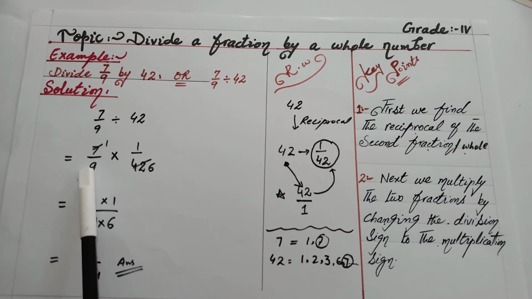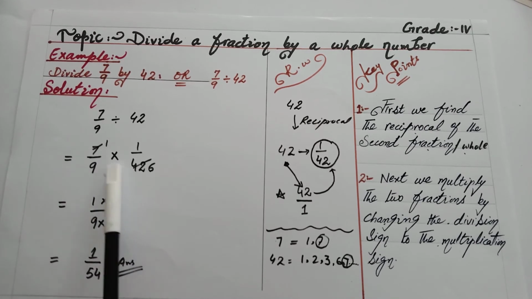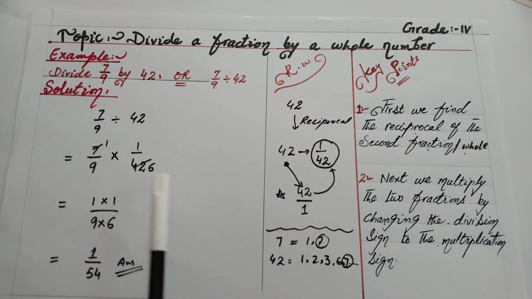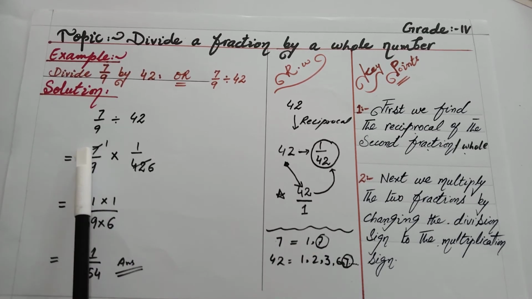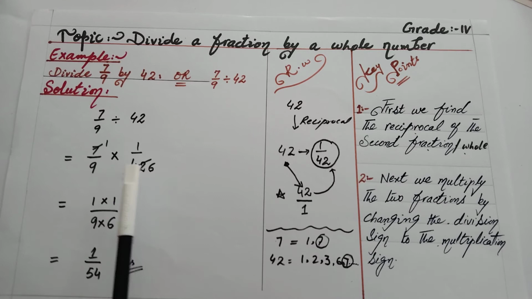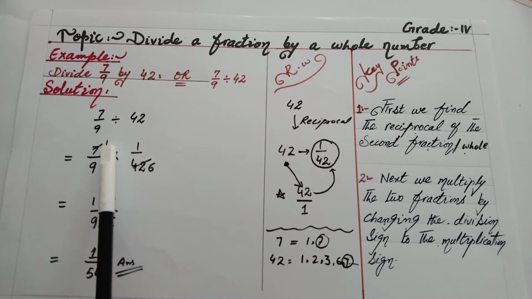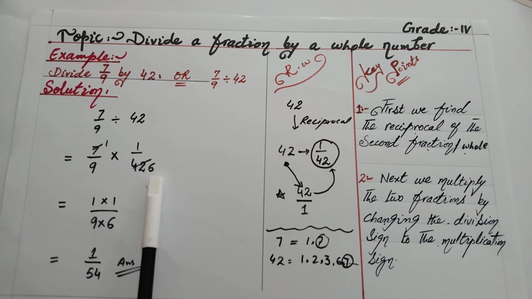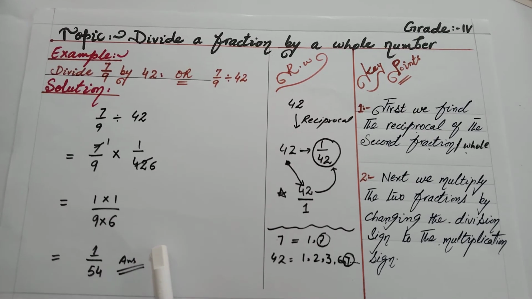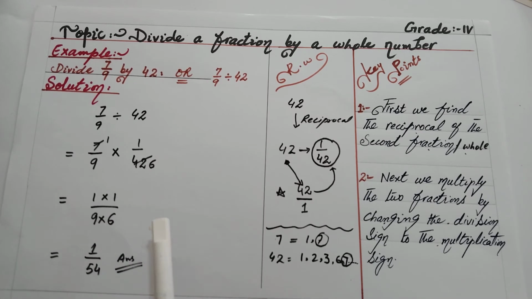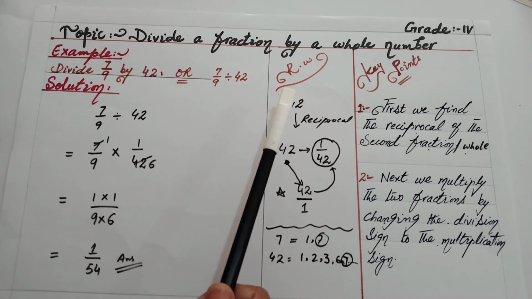So here, as you can see, there is no common factor of 9 and 7. That's why we will check the 7 and 42. So the highest common factor of 7 and 42 is only 7. So we will divide the 7 by 7 and 42 by 7. So 7 ones are 7 and 7 sixes are 42. So the numerators are 1 and denominators are 9 and 6. So simply we will multiply the numerator by numerator and denominator by denominator. So 1 ones are 1 and 9 sixes are 54. Got it? So dear students, hope you have learned how to divide a fraction by a whole number.